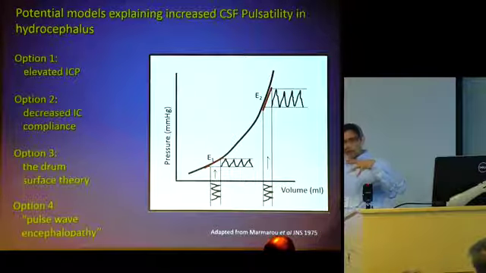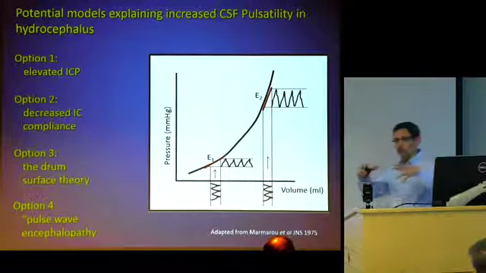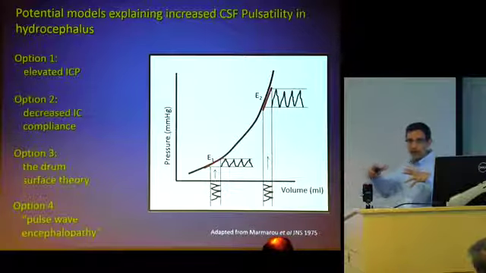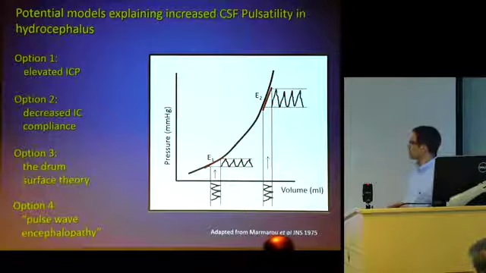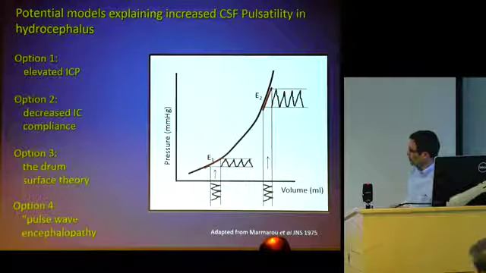As the ventricles get bigger, you simply have a larger surface over which to beat. And because you have a larger surface beating, you can push more fluid out of that system with the same pulsations that are coming into the brain, beating against that drum.